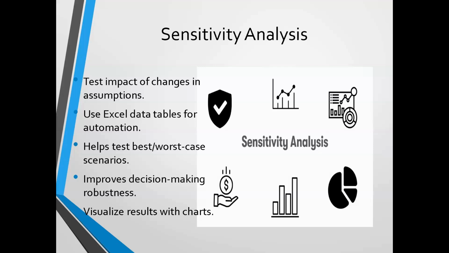Sensitivity analysis. This model tests how changes in the key assumptions affect our results. It uses tools like Excel to automate the process. This helps explore best and worst case scenarios and improves our decision making process. Charts make the results easier to understand and visualize.